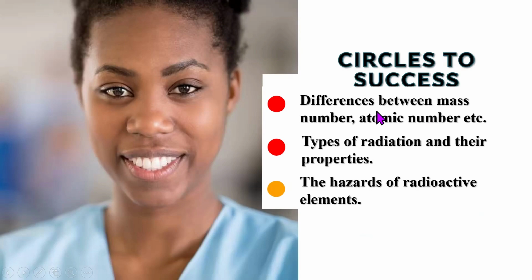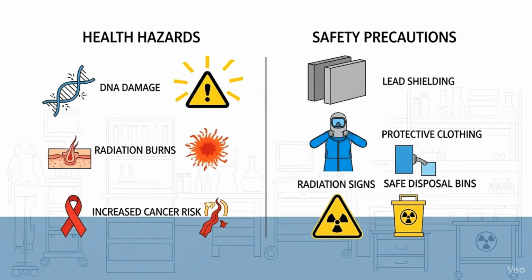As we round off, I want you to take note of the differences between mass number and atomic number. These are areas that are very relevant for your examination. I also want you to take note of the types of radiation and their properties. For your clinicals, you must ensure that you know the hazards of radioactive elements so that you are not exposed to radiations.